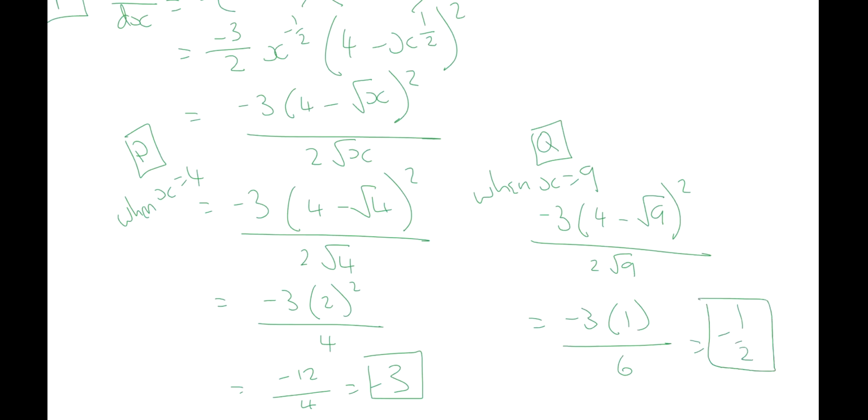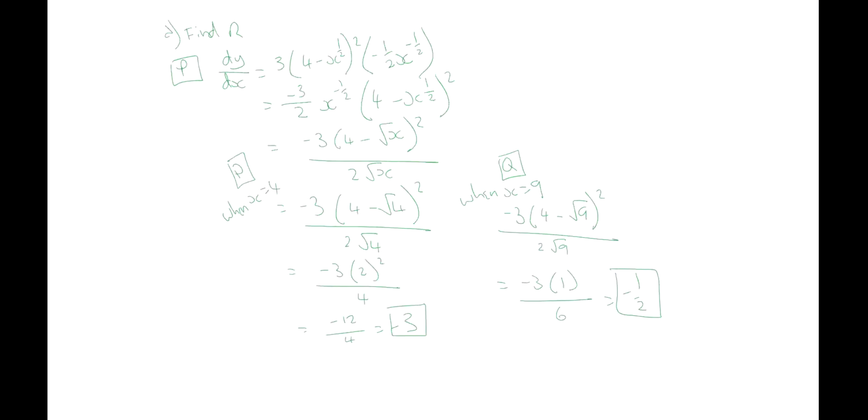So these are the gradients at these points. But if you remember what we were told to find, we were told to find the equation of the normal. We have found the gradient of the tangent, right? So we need to change that first. That's why it's really important to look at the information.